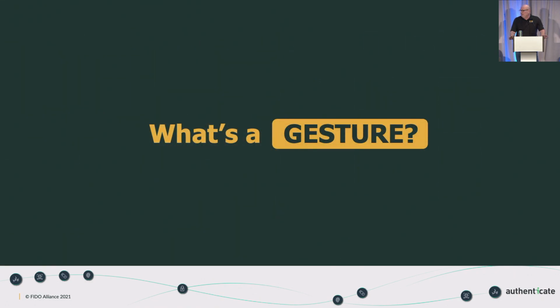And then you're going to hear people talk about gestures. And this one's actually really simple. It's the touch. It's the PIN. It's the biometric modality that's being used. And it generally is just as simple as it sounds. In fact, not generally. It always is as simple as it sounds.